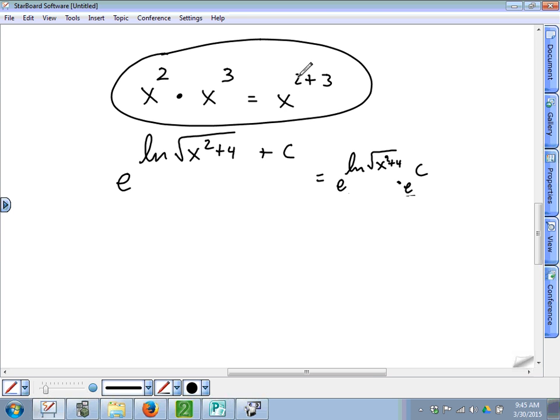So you're adding two exponents here. So we separate that into the same base with just these two separate exponents. So here you're adding this plus that. Yeah, but e to the natural log cancel.